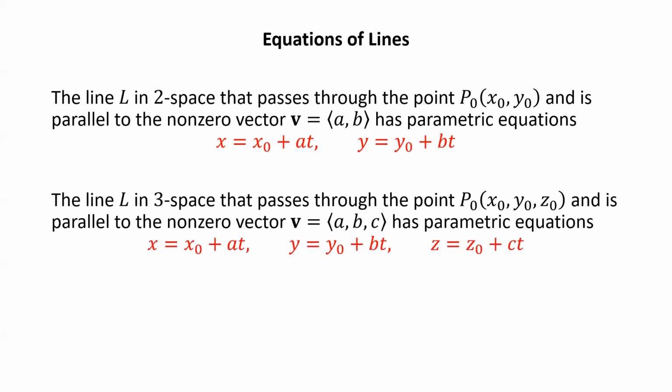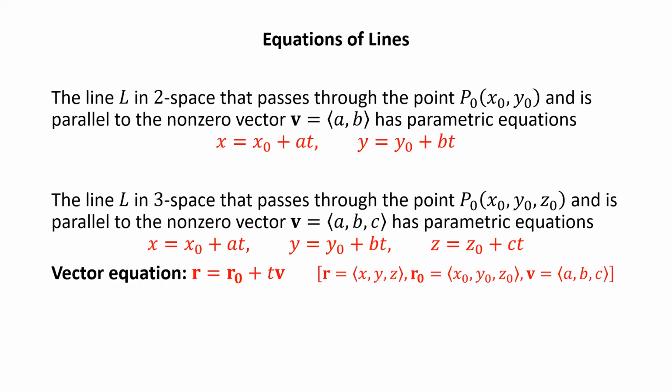Similarly, we can do something like this in 3-space. In 3-space, the line L that passes through the point P0 with coordinates x0, y0, z0 and is parallel to the non-zero vector v with components a, b, and c has parametric equations x equals x0 plus at, y equals y0 plus bt, z equals z0 plus ct. Okay, very similar to what we have in 2-space, except we have one extra equation because we have one extra coordinate of the point and one extra component for the vector.